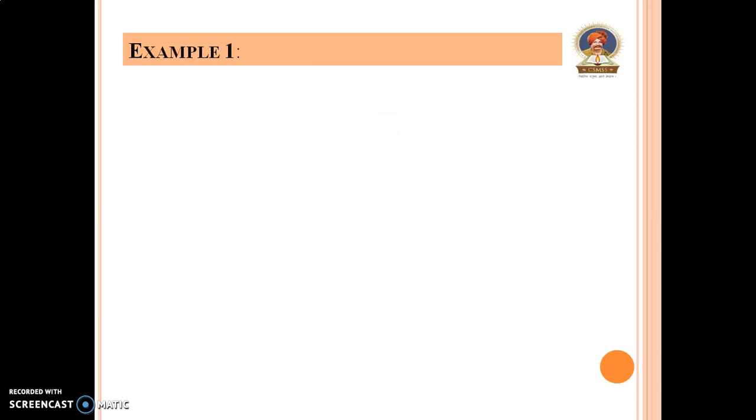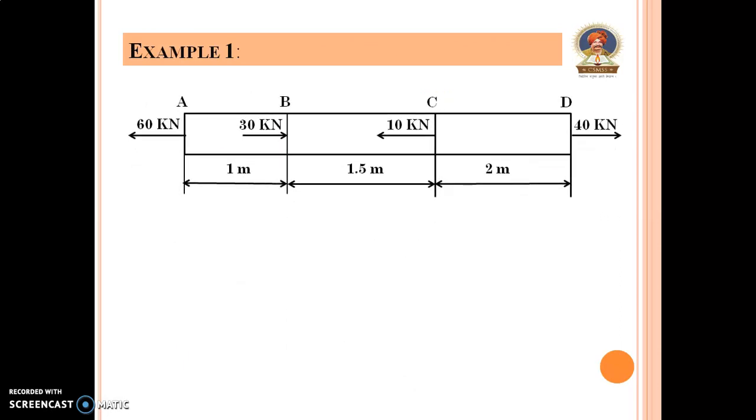Now once again, here we have drawn the given diagram, and now consider the section 1-1 in the portion of AB. This is the left hand side of the section, and this side is the right hand side of that section. Here we consider the section 1-1 in which the right side forces are always positive and left side forces are always negative. Move towards right side and move towards left side.